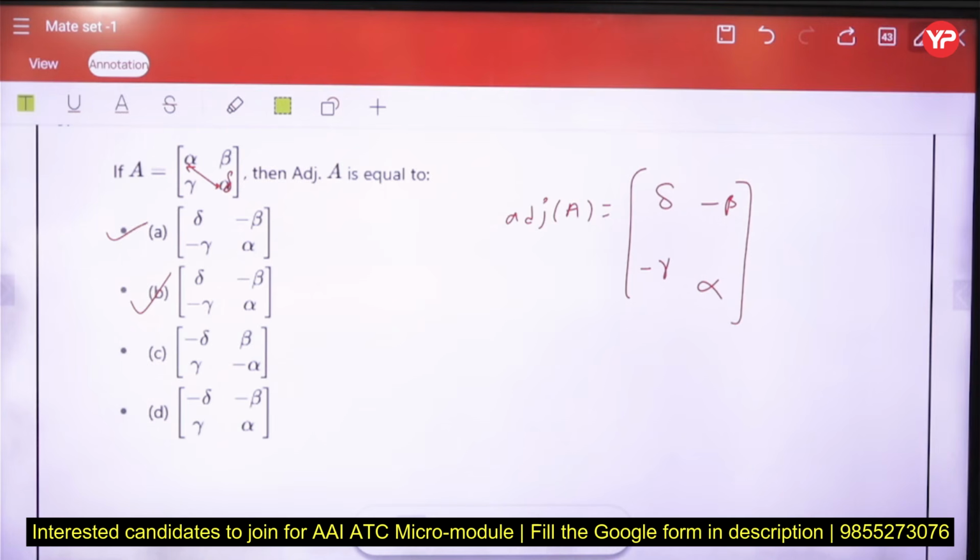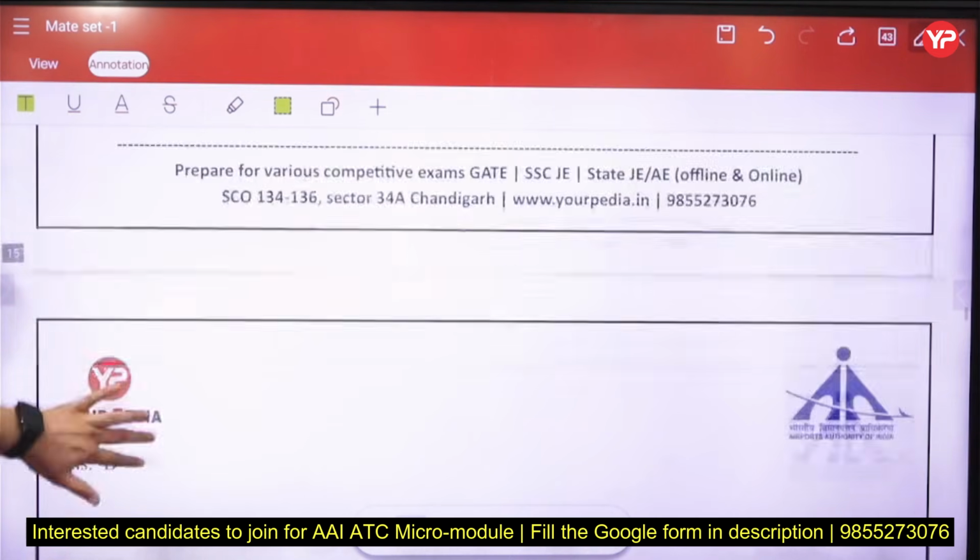These two are the same. I think that is a misprint here, right? This will be minus here, answer will be B or A, like that. So you understood the concept, that is the main thing.